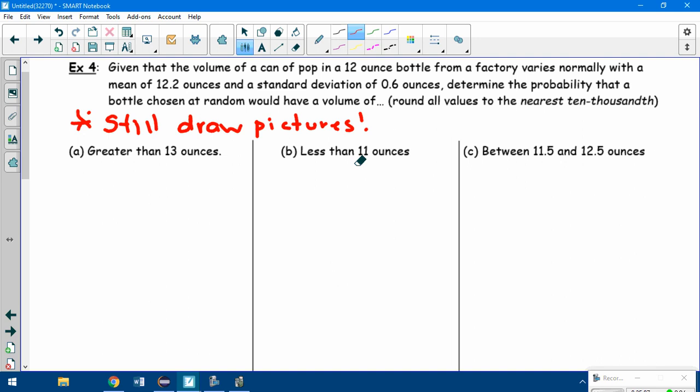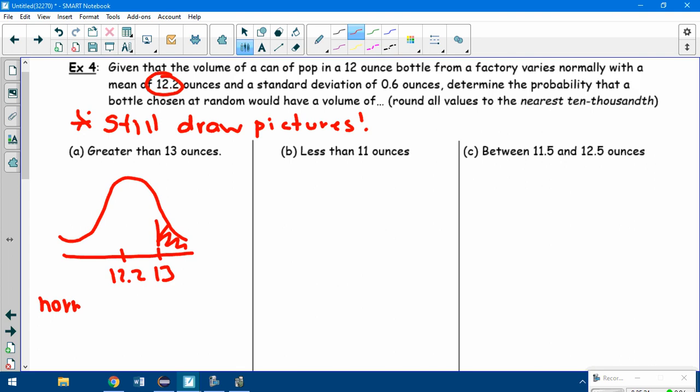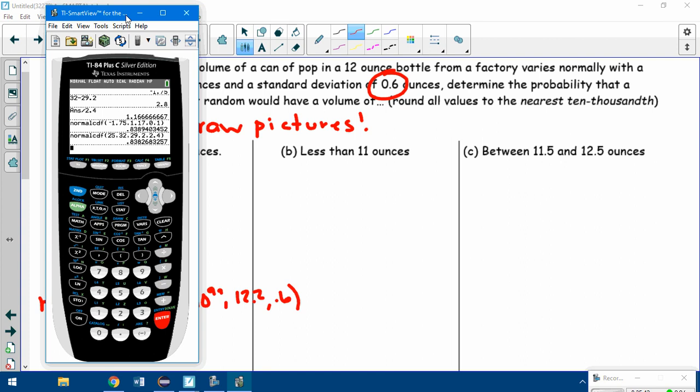Okay, so greater than 13 ounces. Well, the mean is 12.2. That's going to go in the center of all my pictures. So 13's over here, and I want greater than 13. So I want the picture, and then I want your normal CDF. So my lower is 13, my upper is infinity, with a mean of 12.2 and a standard deviation of 0.6. And we can type that in right away.